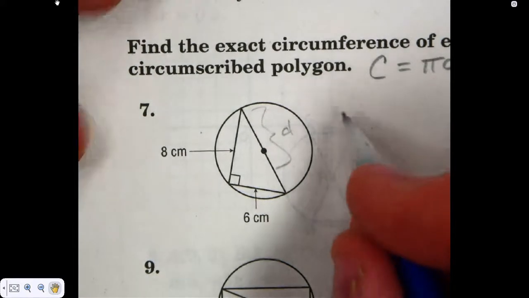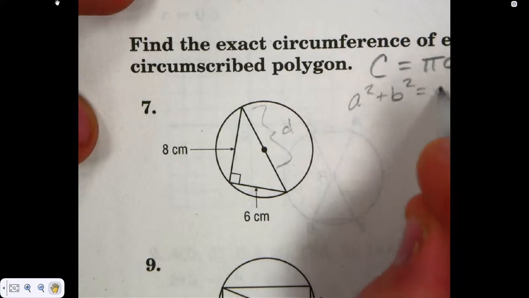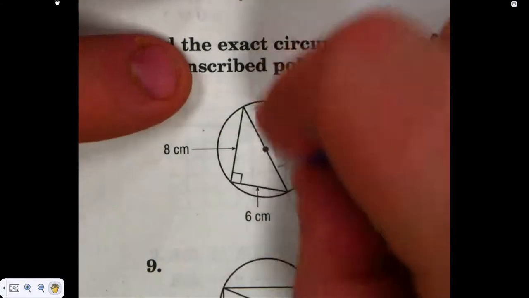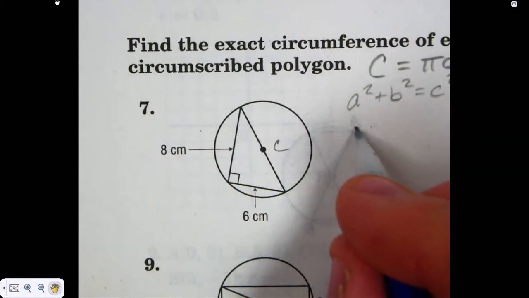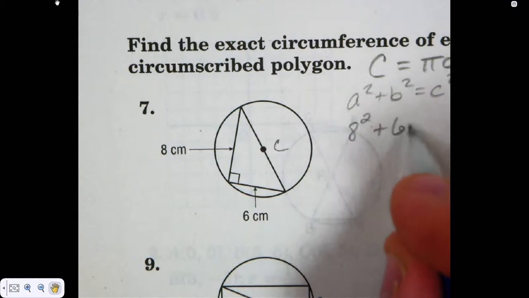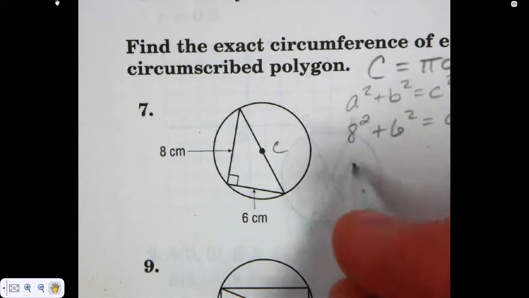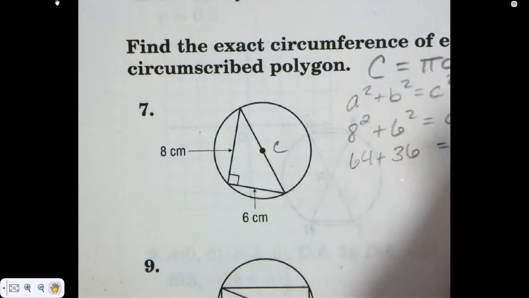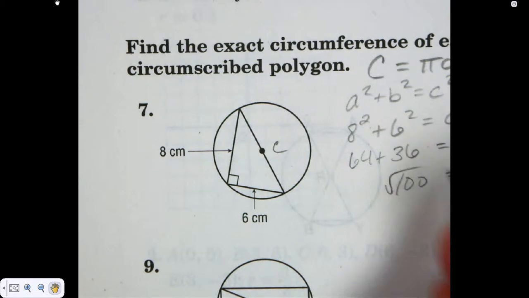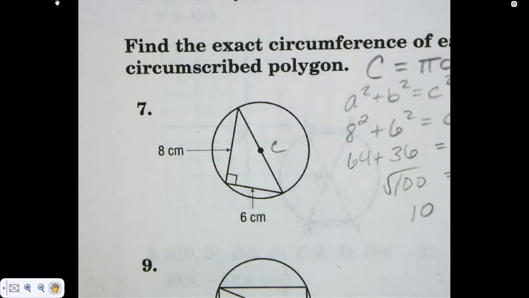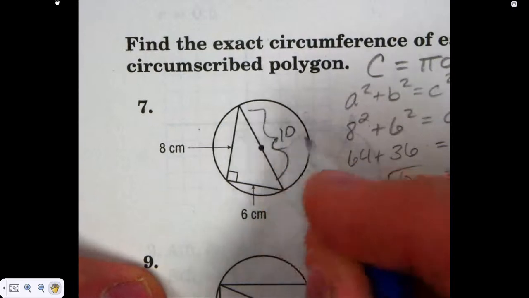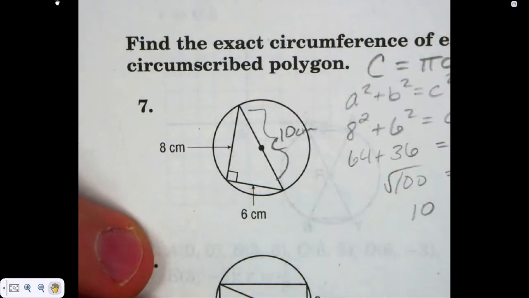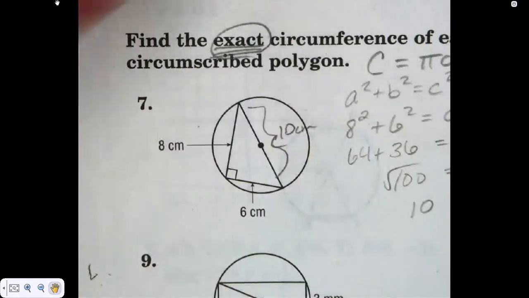Pythagorean theorem. What is that? A squared plus b squared is equal to c squared. Which one's my hypotenuse? Which one is my c? The diameter, correct. So, to find the diameter, 8 squared, 64, plus 6 squared, 36, is equal to c squared. 100 is equal to c squared. When I take the square root of both sides, what do I get c to be? 10. So what is your diameter? 10 centimeters.